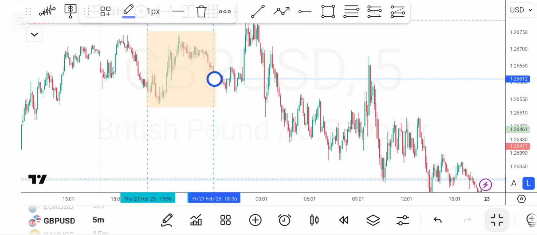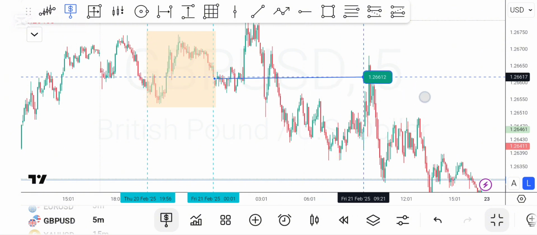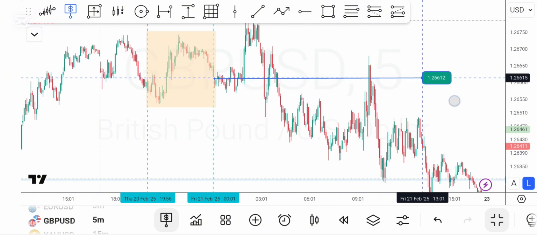Just give me 1 minute. Maybe I should change this one, no problem. Like so. I'm going to use the price note so that we can know the exact price. This was the midnight opening price, like so. We can extend it to 3 p.m. for that day.